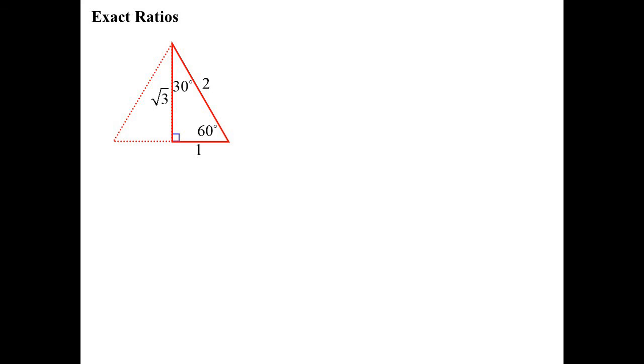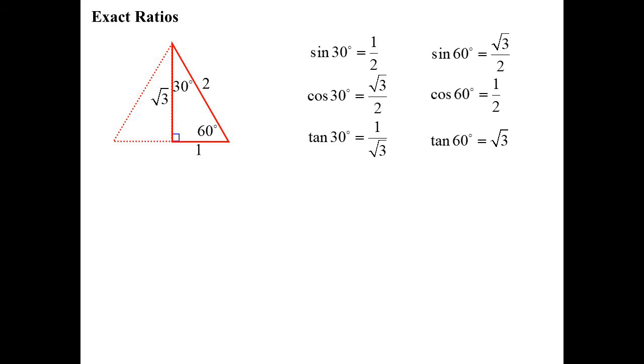Then I can simply read off my triangle. So sine of 30 is a half, cos 30 is root 3 on 2, tan 30 is 1 on root 3, sine 60 is root 3 on 2, cos 60 is a half. Notice 60 and 30 add up to be 90, and we have the same answer.